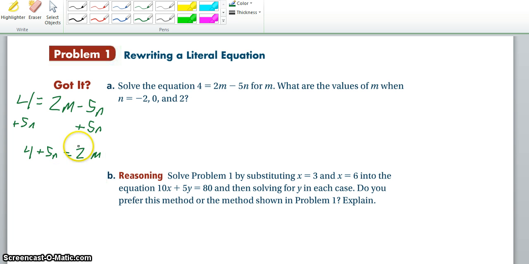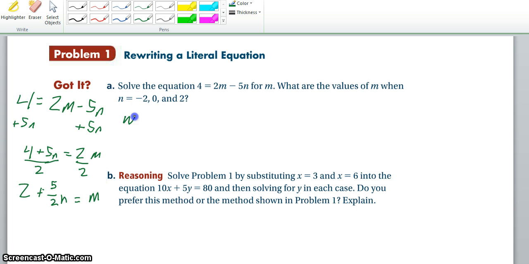And in order to get rid of this 2 and isolate the m, hopefully you said divide. And it happens to everything on that side. So 4 divided by 2 gives me 2, and 5 divided by 2 we can either say is 5 halves, or you could say is 2.5. And that is now our value for m. It is the dependent variable. It depends on n, which is independent. So now we plug in these values for n.